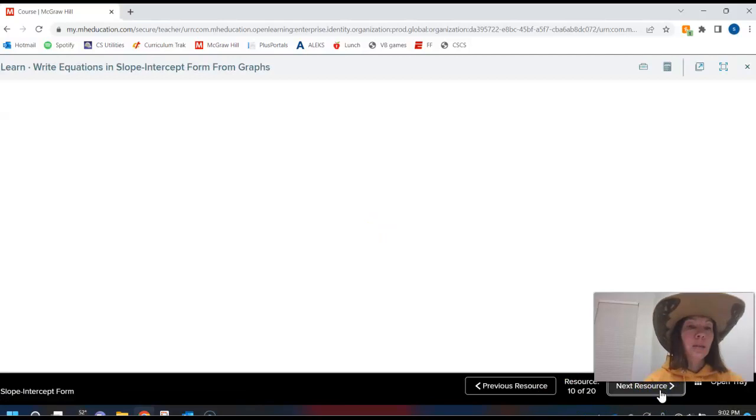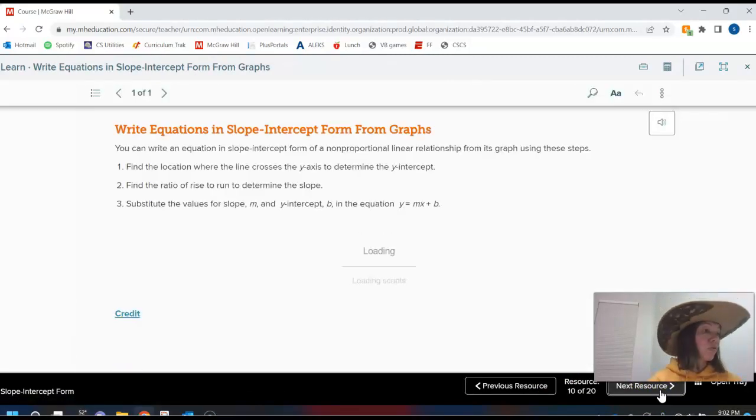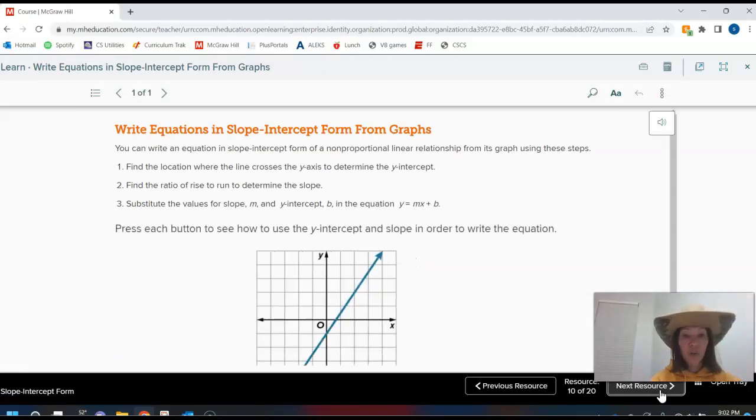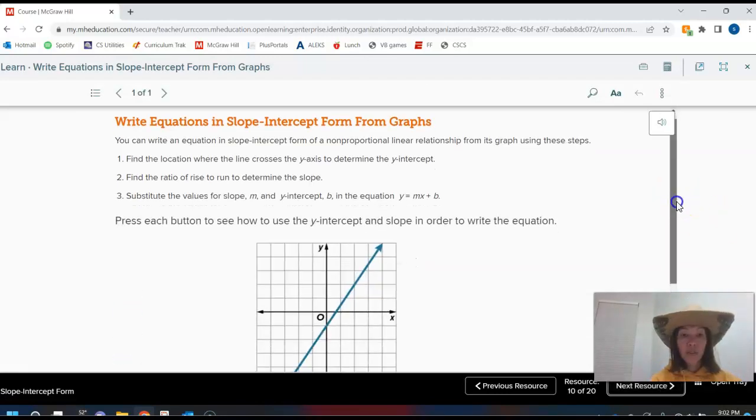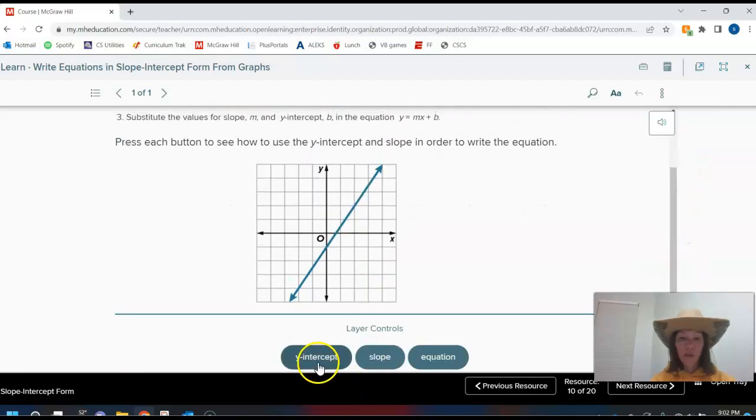All right. The last thing for this section is writing equations in slope-intercept form from the graph. So we need to first find where it crosses the y-axis, and that will be our y-intercept, which is the b part. Then we have to find the slope from the graph, which is the m part, and then plug it in. So if we want to find the y-intercept, it's just where it crosses the y-axis, so just find the point. It's -1.